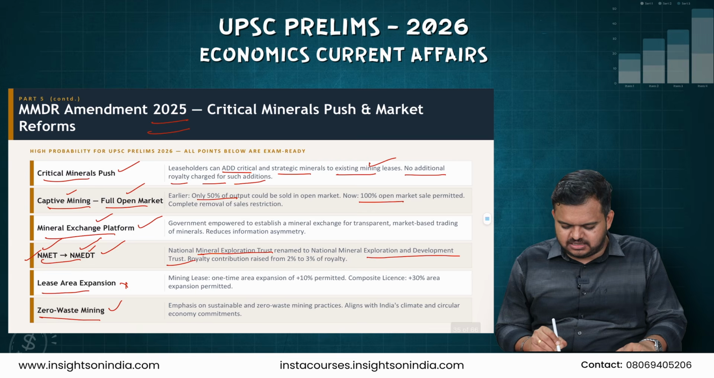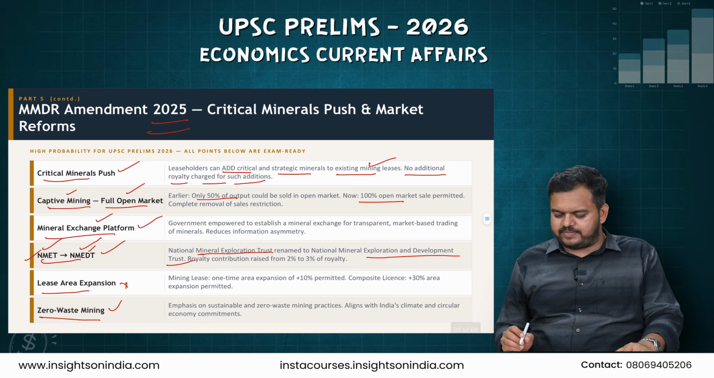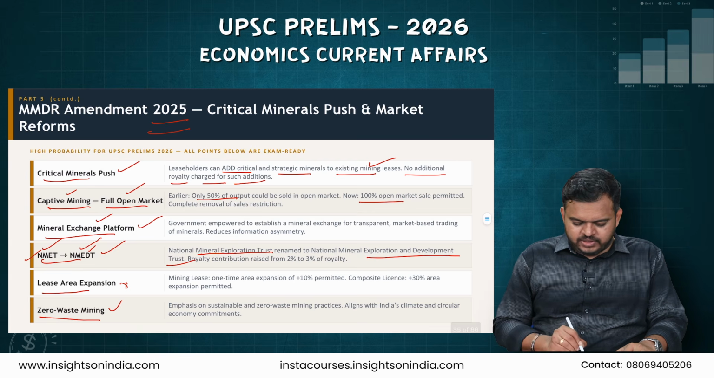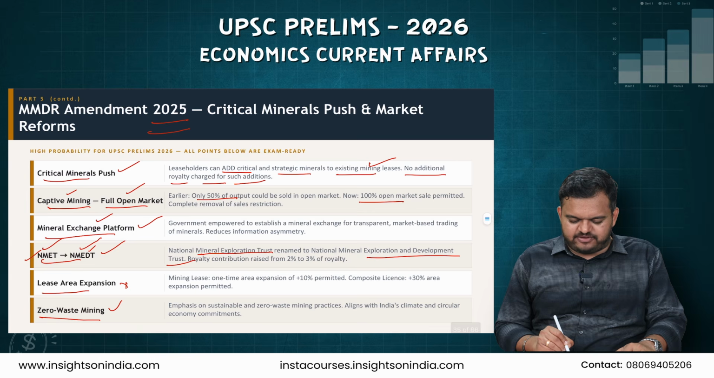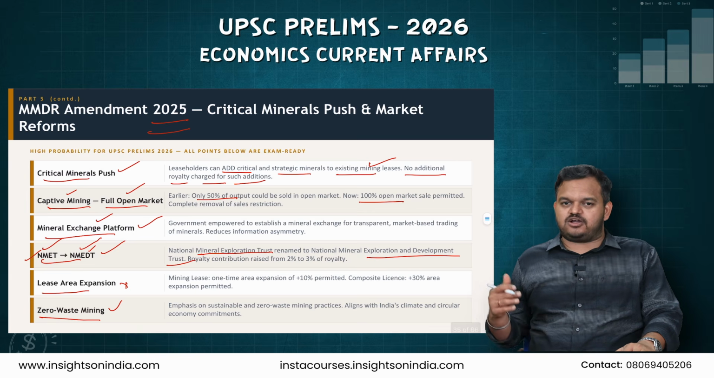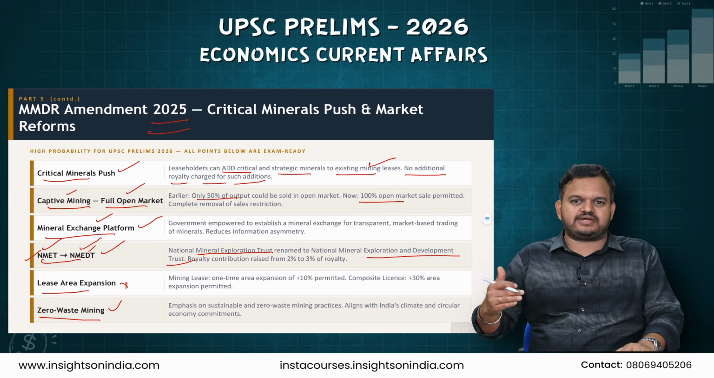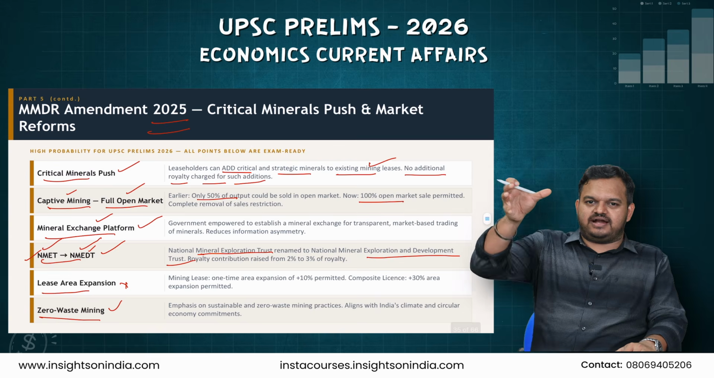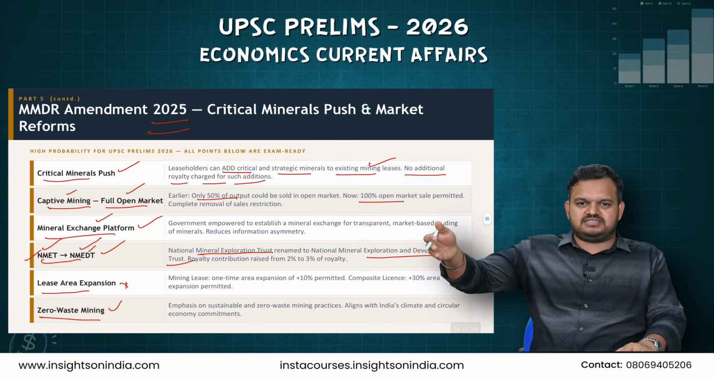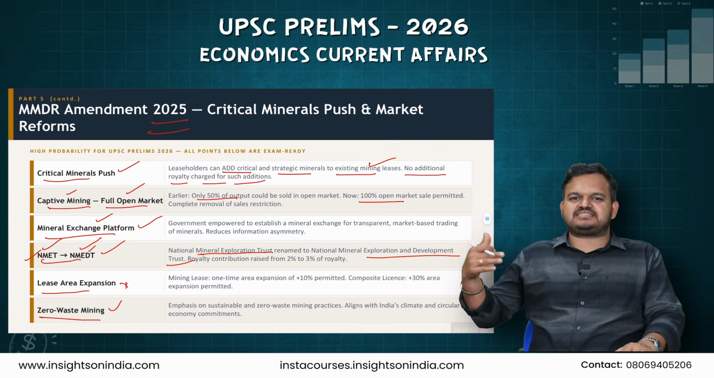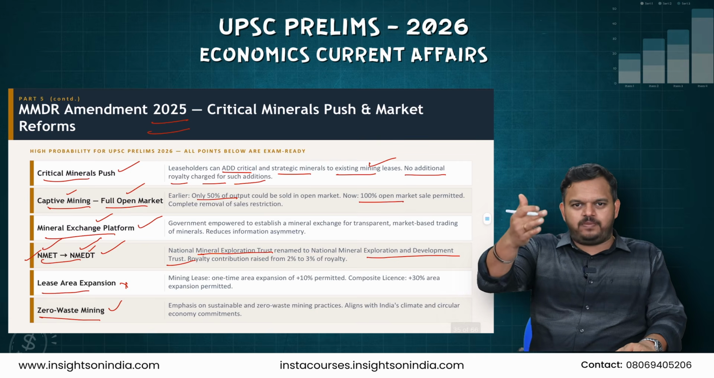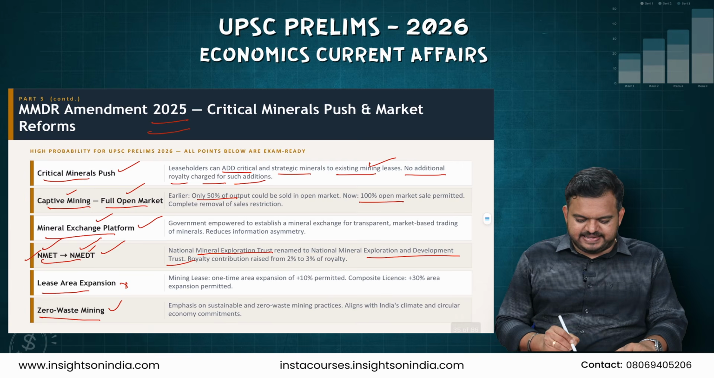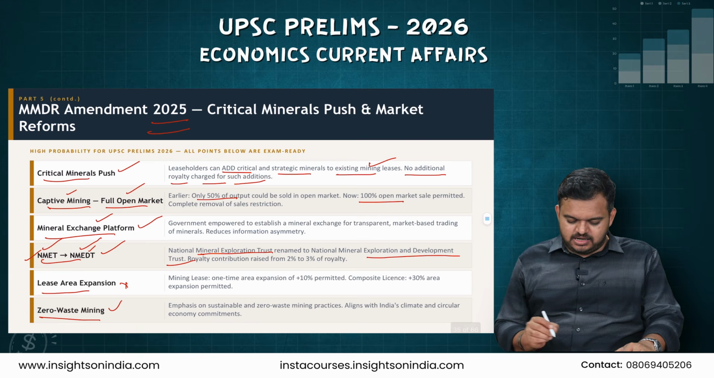Earlier only 50% could be sold to the outer market. Now 100% is made open for the open market. A separate mineral exchange platform has been created. Just like commodity exchange platform, just like stock exchange platform, there is a mineral exchange platform. You can list the minerals available with you: what is the quantity, what is the quality, what is the price. The buyers can quote the price, they can also place their bids, they can purchase the minerals. A separate dedicated mineral exchange platform has been introduced.